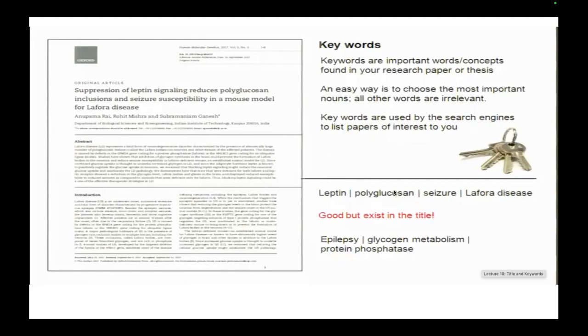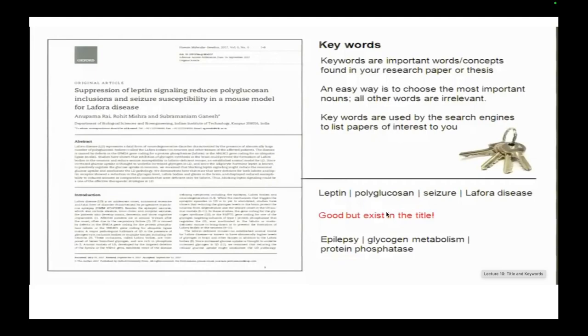But when you are including keywords, you have to choose some different keywords, because when you write more words related to your paper which are extra to the title, it will help in getting a broad readership. For example, leptin, polyglucosan, seizure, or Lafora disease are keywords mentioned in this paper, but they are not good keywords to use because they are already in your title. On the basis of the title, this paper will already be in the search.